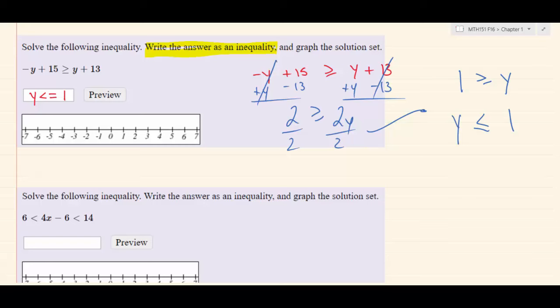What does the graph look like? Closed dot or open dot? Closed dot at positive 1, and then arrow to the left or arrow to the right?